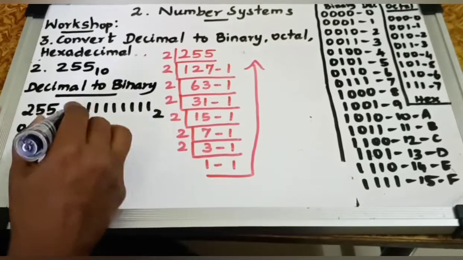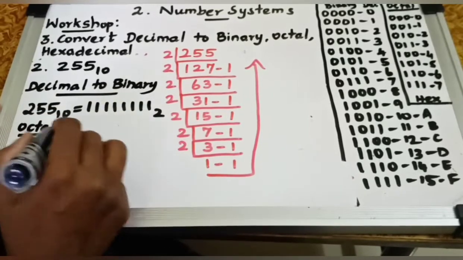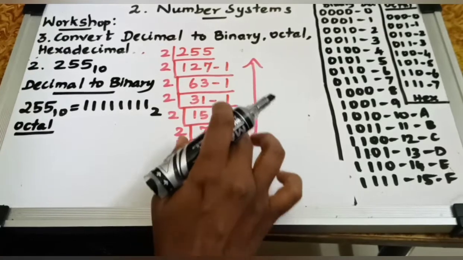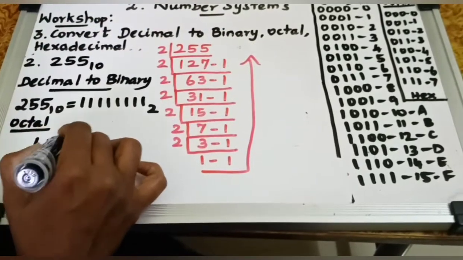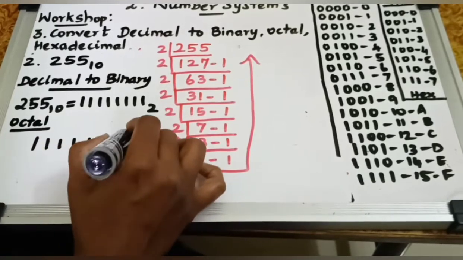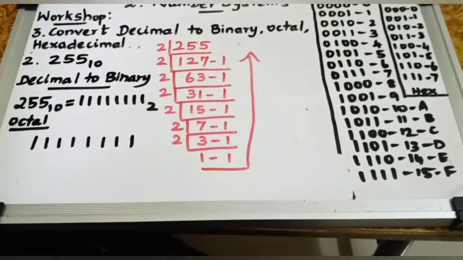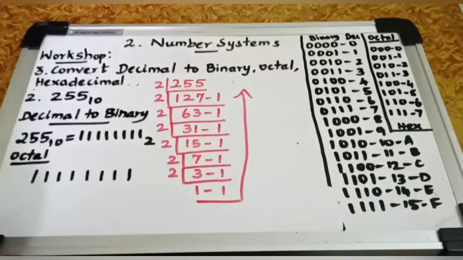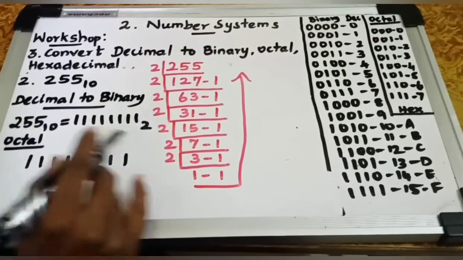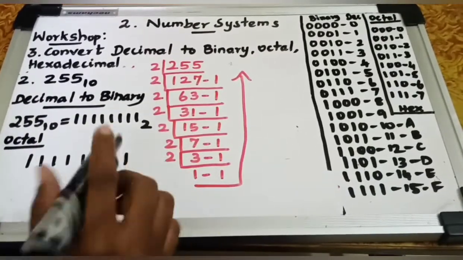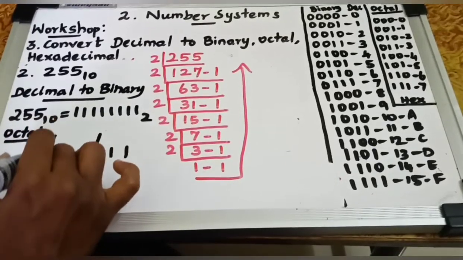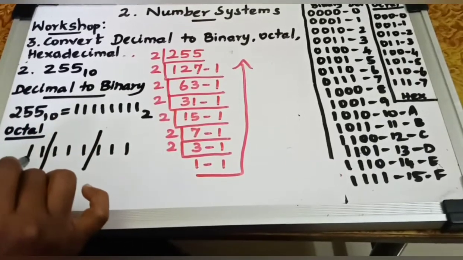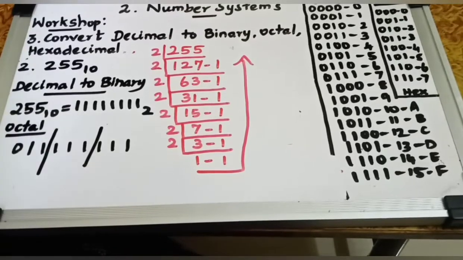So what is the octal value? Write the binary value; there are eight ones. How do we divide this? From right to left, divide into groups of 3 digits. So 1 2 3 is 111, 1 2 3 is 111. Finally only 2 digits are left, so add one more 0.